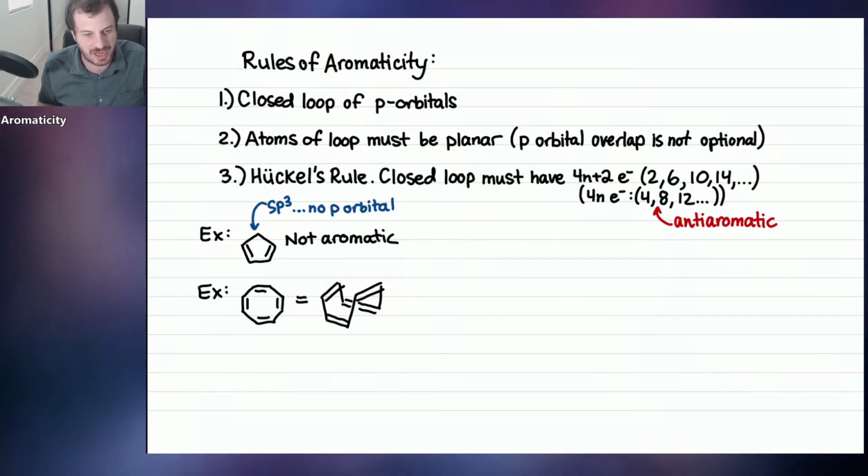This is the only time that you'll need to worry about this possibility in this class. Otherwise, just assume the molecules are planar. Cyclooctatetraene is that one exception. So, rule 2 violation.